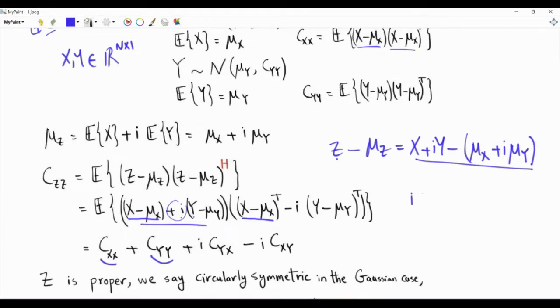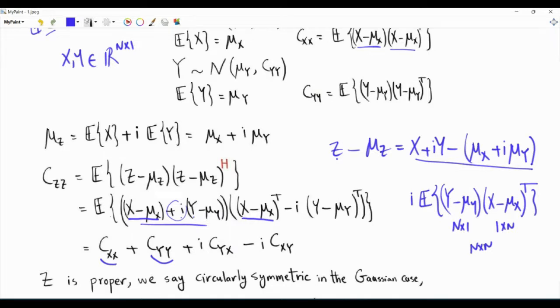So here we will have I, and we have the expectation of the vector Y minus its mean vector. This is a column vector of size n by 1. And this is multiplied by X minus mu X, X minus its mean vector transpose. That's a row vector 1 by n. And so we get an n by n matrix. This is the cross covariance matrix between random vector Y and random vector X. And so this is CYX.